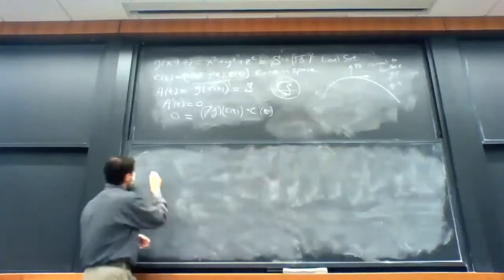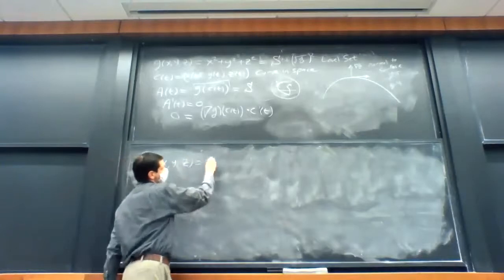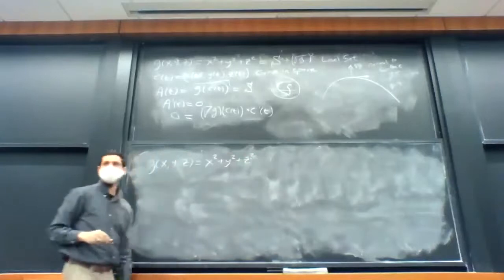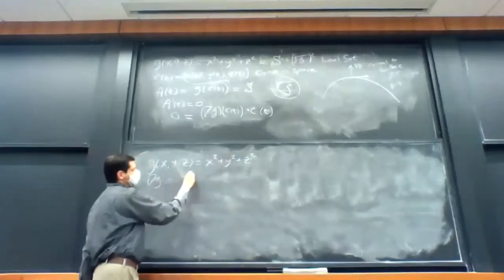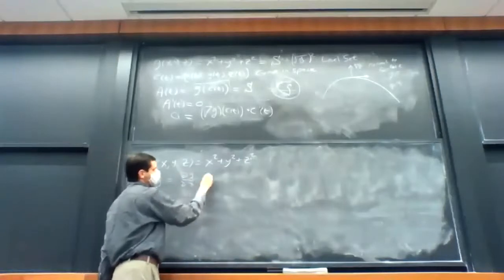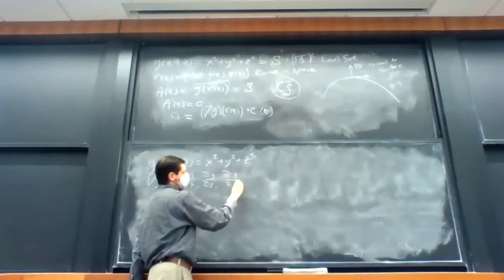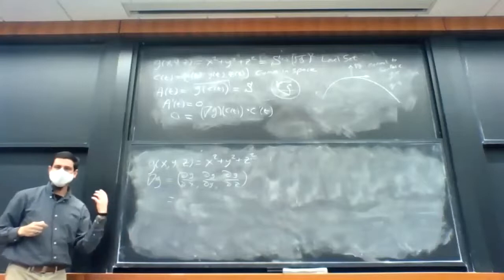Well, let's see that with an example. g of x, y, z is x squared plus y squared plus z squared. Let's calculate the gradient of g. That's dg/dx, dg/dy, dg/dz. What's the derivative of g with respect to x?